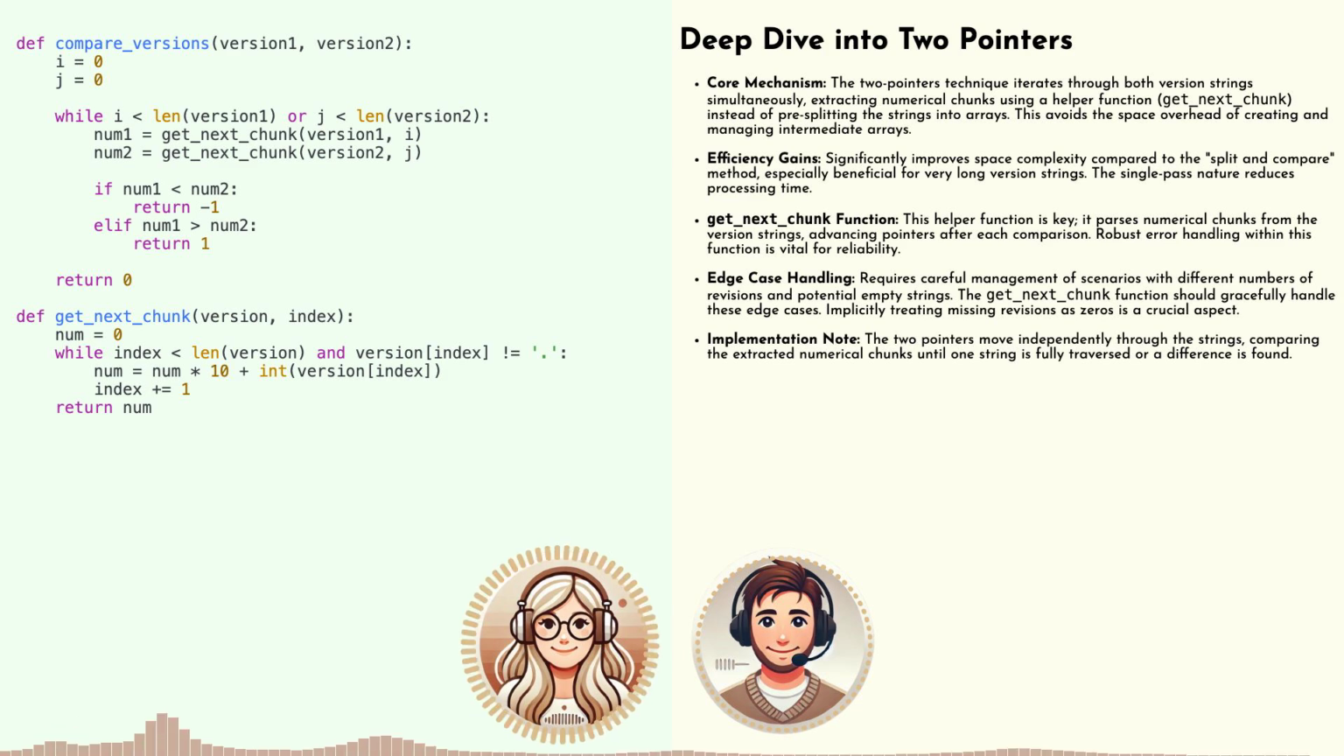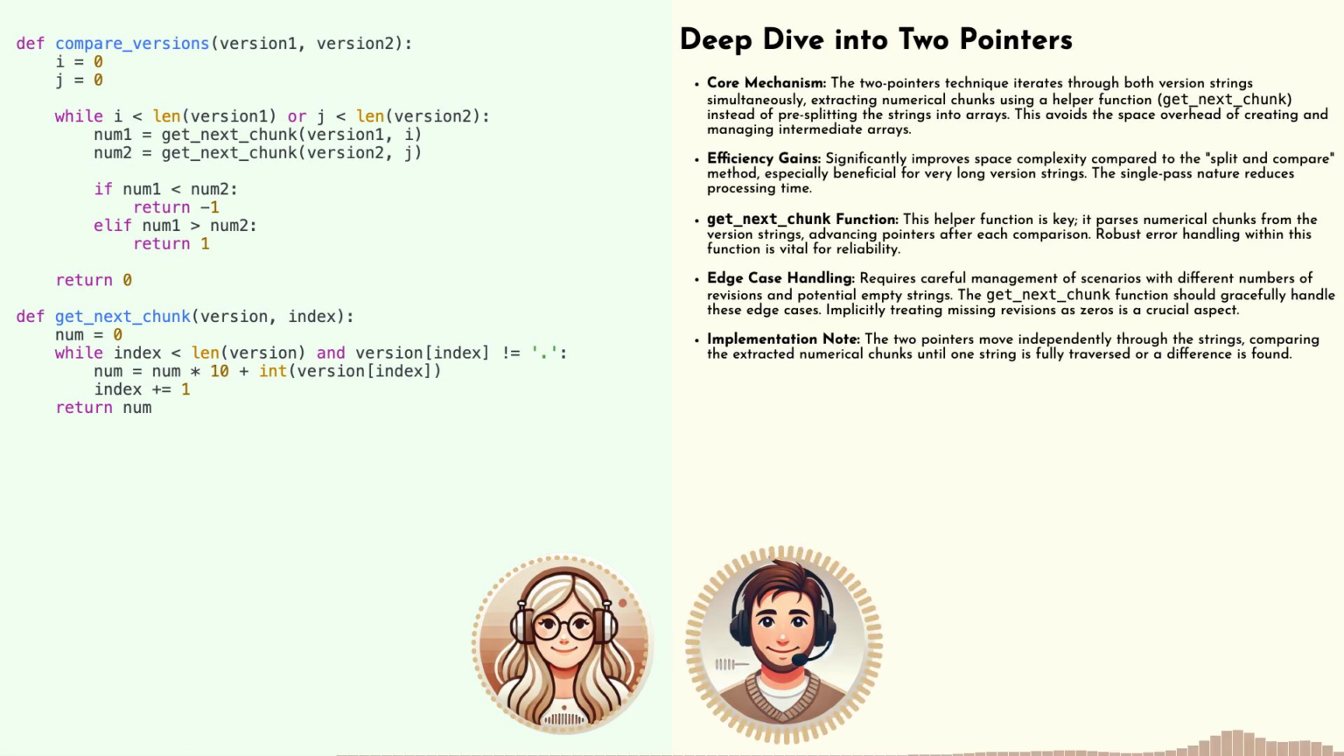That makes sense. That's a lot more efficient. But I imagine it's probably a little trickier to actually implement than the split and compare method. It might seem a little more complex at first, but trust me, it's super elegant. Once you understand how it flows, it's a dance between these pointers, gracefully moving through those strings. It's all about clever pointer manipulation and knowing when to extract and compare those numerical chunks. I'm starting to see the appeal of this two-pointer tango.